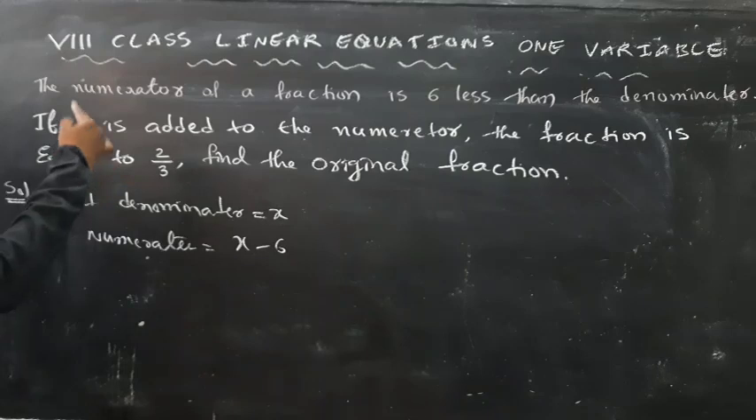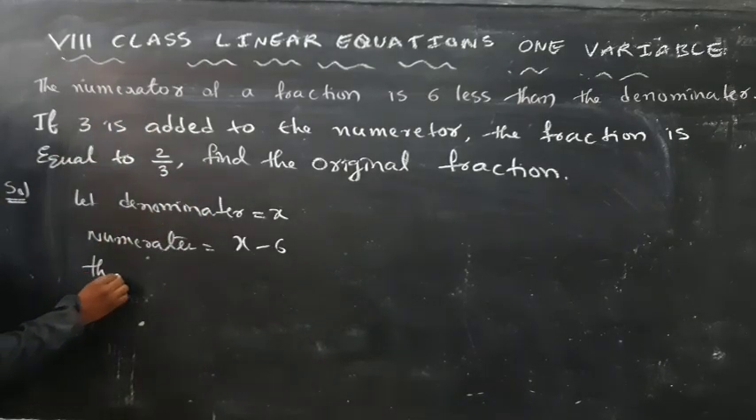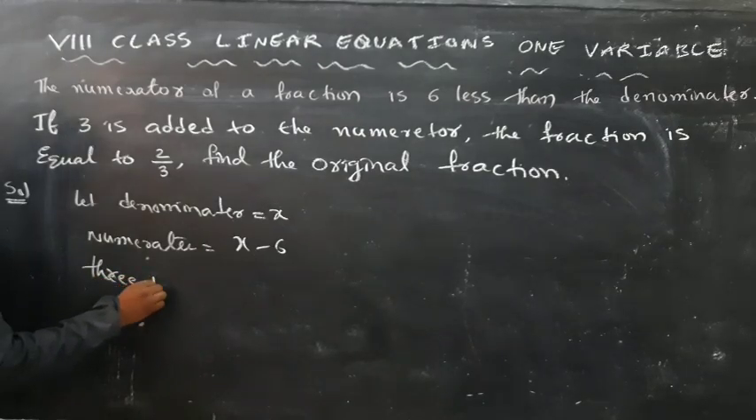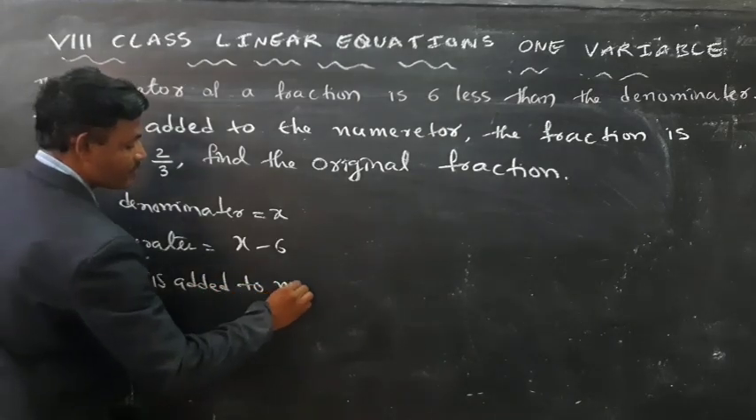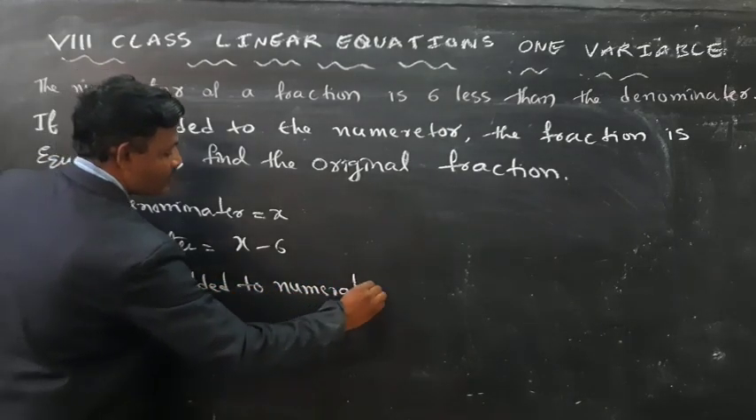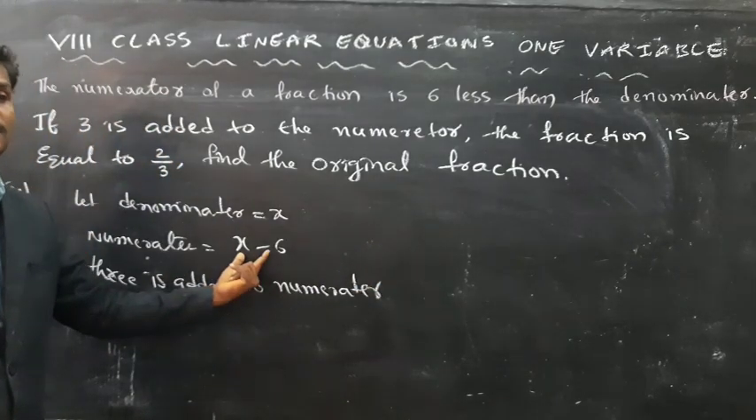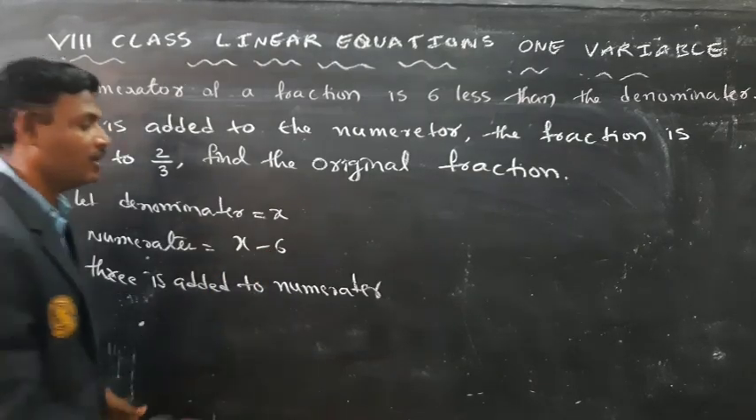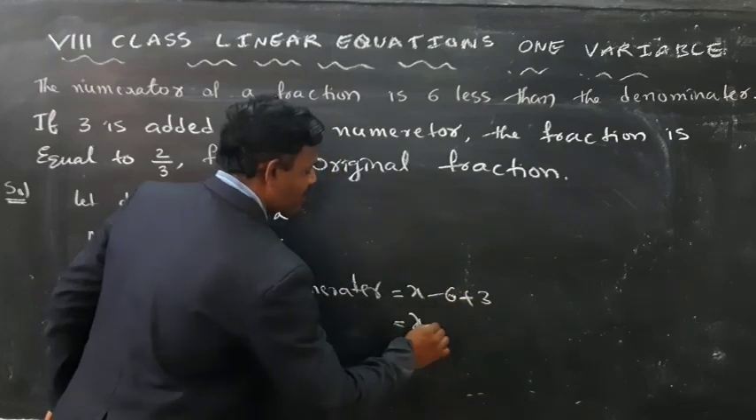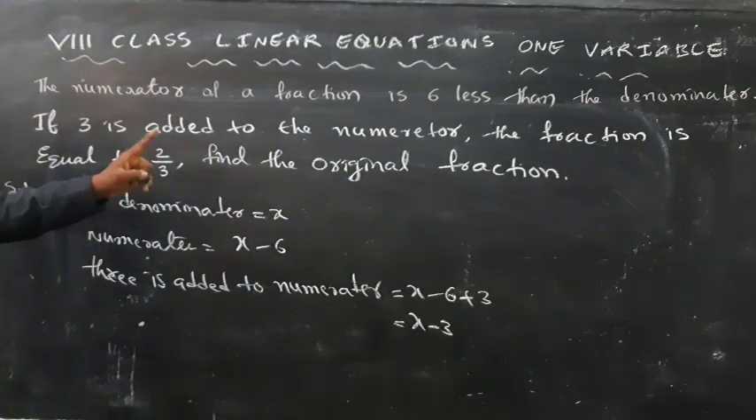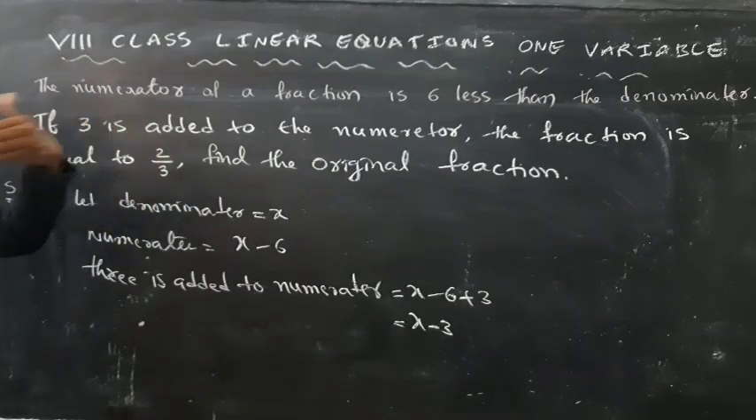If 3 is added to the numerator, here 3 is added to the numerator. What is the numerator here? x minus 6. How much is added? 3 is added. So it is nothing but x minus 6 plus 3. It means x minus 3. The fraction is equal to 2 by 3. So the required fraction is equal to 2 by 3.